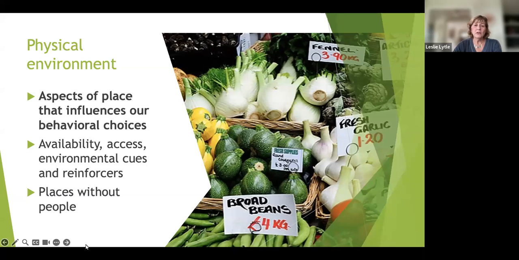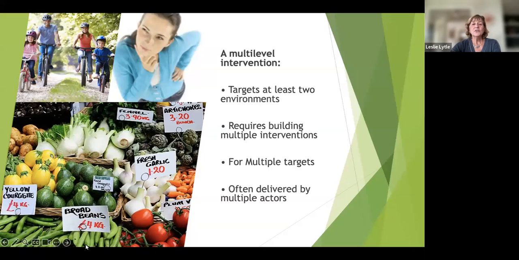So when you're building a multi-level intervention, it is one that targets at least two of those environments. Most of my work has targeted all three. It requires building multiple interventions for multiple targets, and they're often delivered by multiple actors.